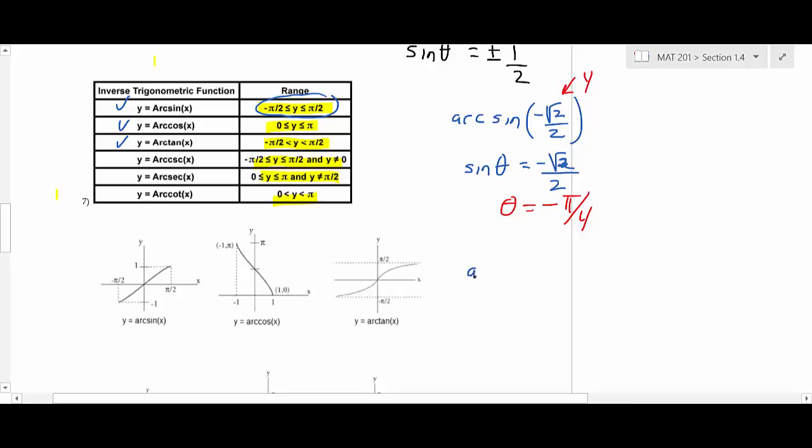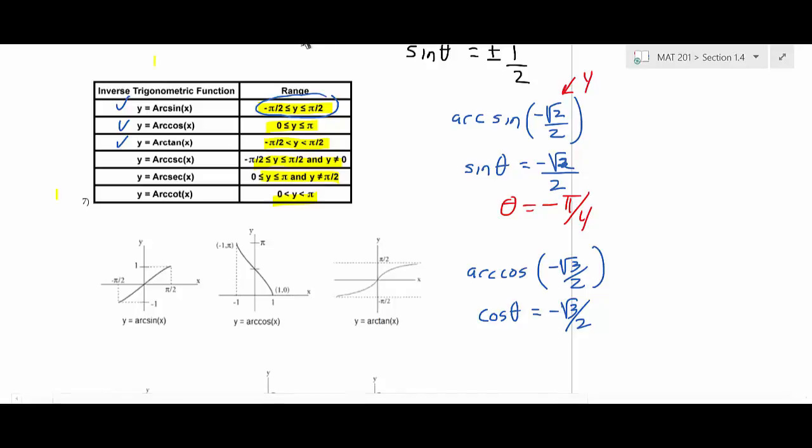So let's say we were doing arc cosine of negative square root of 3 over 2. Okay, like that. So what that means is, the cosine of what angle theta is negative square root of 3 over 2. I think it's important that you can always rewrite that arc cosine into that expression.